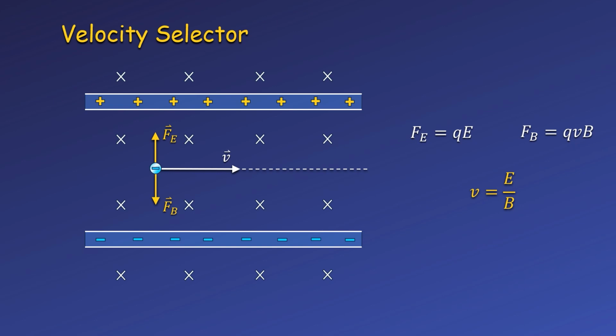By choosing the values of our electric field and magnetic field carefully, we can make a device where only particles with a specific velocity come out the other side. This is very useful for performing experiments and getting reliable results.